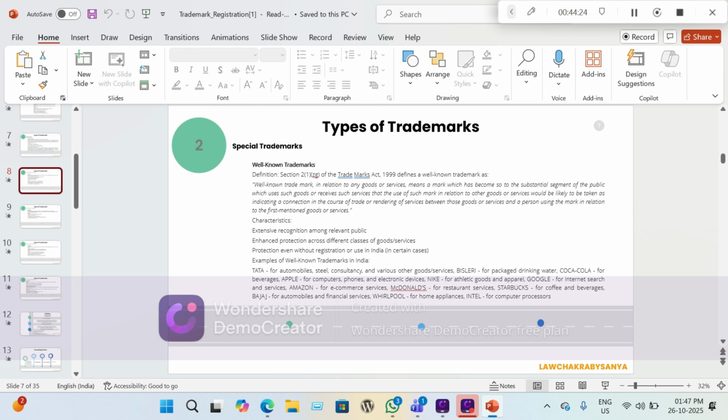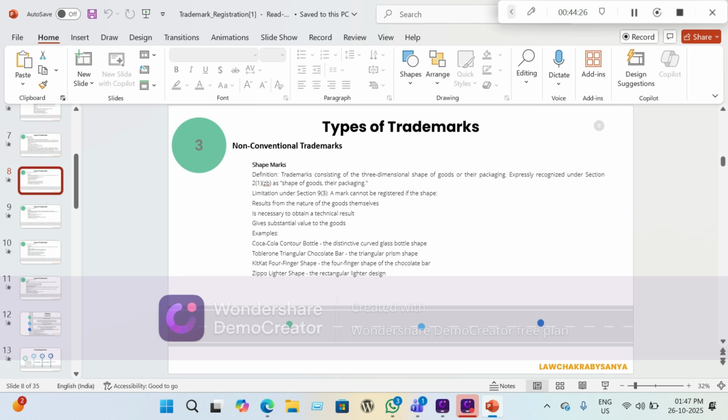Now there are some non-conventional trademarks. Now what are these non-conventional trademarks? Trademarks that are not simply word marks or device marks or logo marks or composite marks, collective marks, certificate marks, whatever else we've just studied. Those trademarks which are not conventional trademarks are non-conventional trademarks. They're not very easy and simple to understand. For example, there are shape marks.